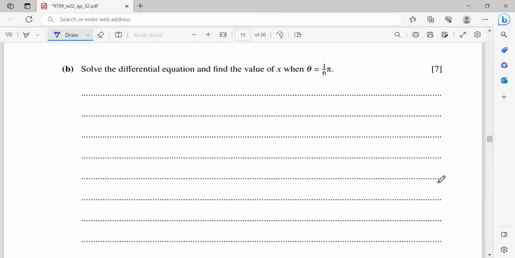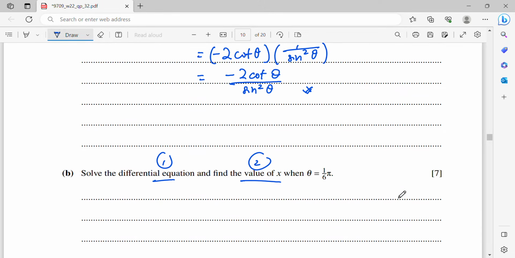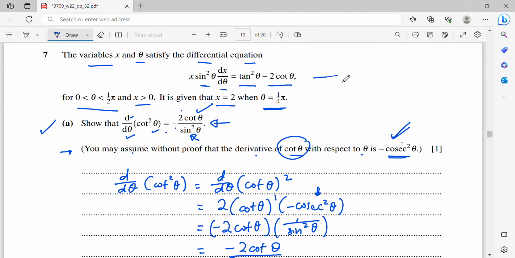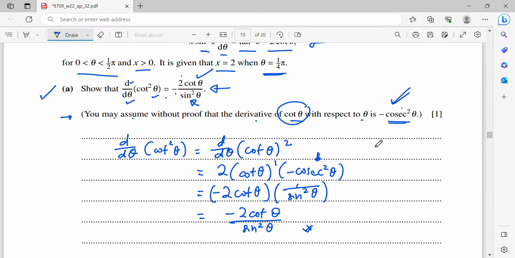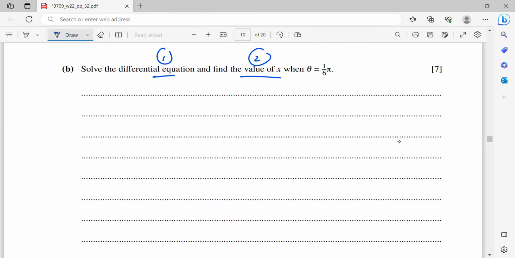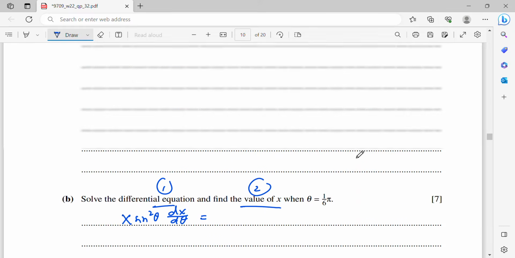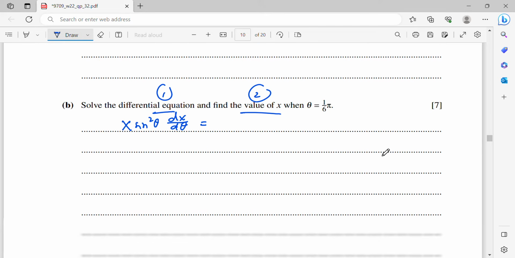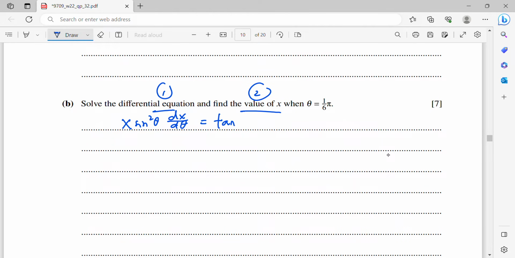Okay, so now B, solve the differential equation and find the value of x when theta equals pi over 6. So this is first part, this is second part. So now we need to solve the differential equation. So let me copy the question first. x sine squared theta dx over d theta equals tangent squared theta minus 2 cot theta.